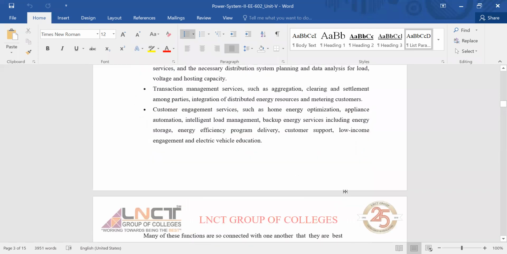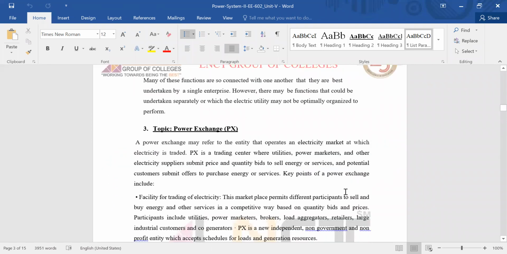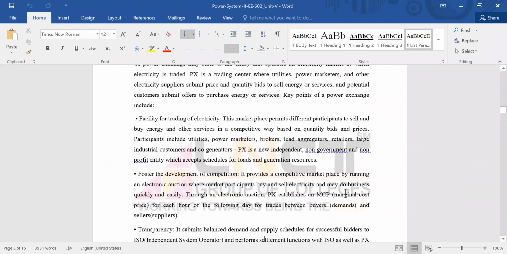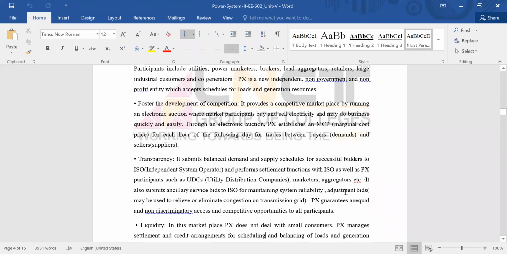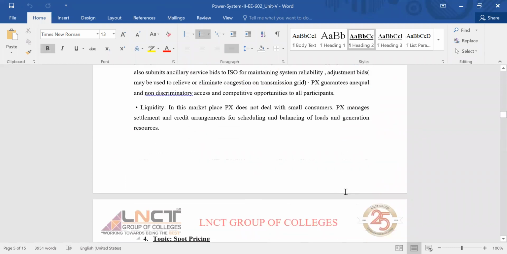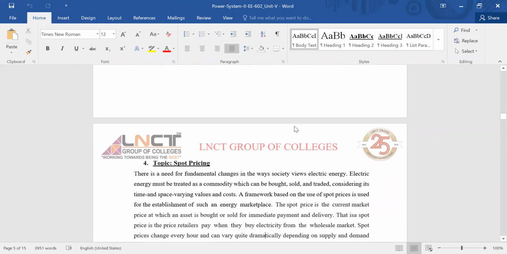So when we are talking about liquidity, the power exchange does not deal with small customers. The power exchange manages the settlement and credit arrangement for scheduling and balancing of load and generation resources too. Then we have the topic of spot pricing.